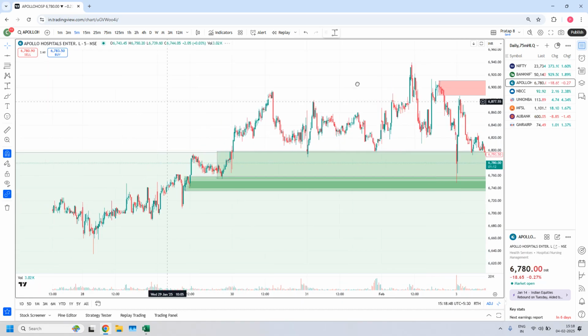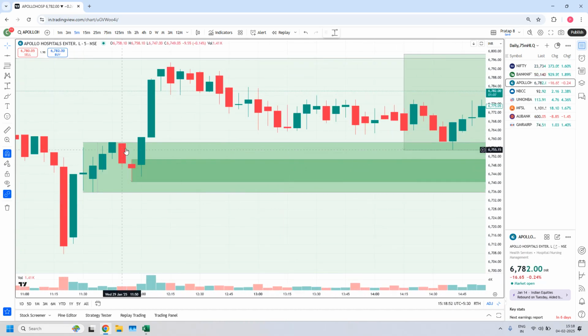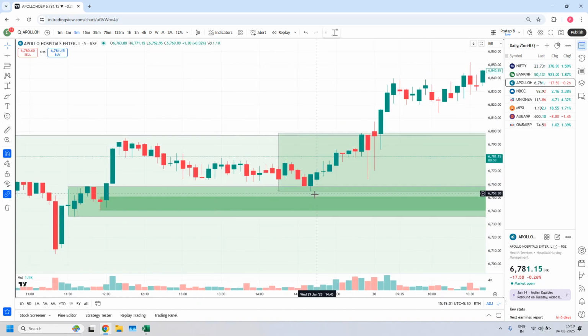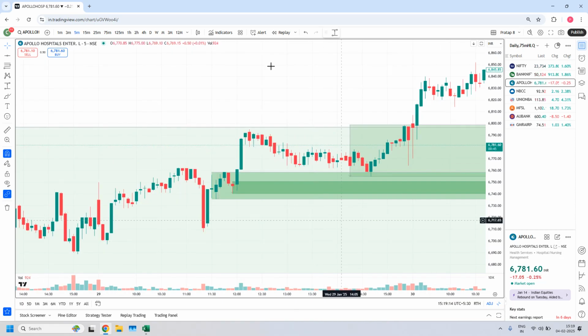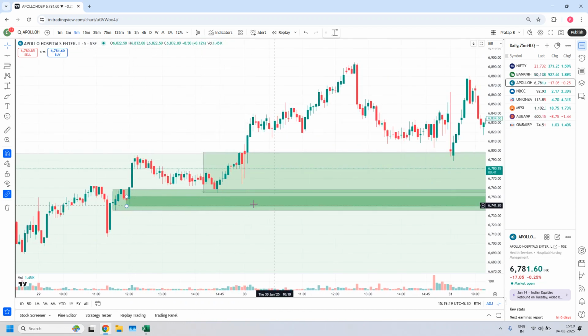In the 5-minute time frame, here we have an excellent drop base rally. Till the 5-minute zone, prices entered the 15-minute zone, they didn't reach the fine-tuned level and started moving. That means in this area, the order flow will be very strong, no doubt in that. Okay, Apollo Hospitals. So this is the zone.